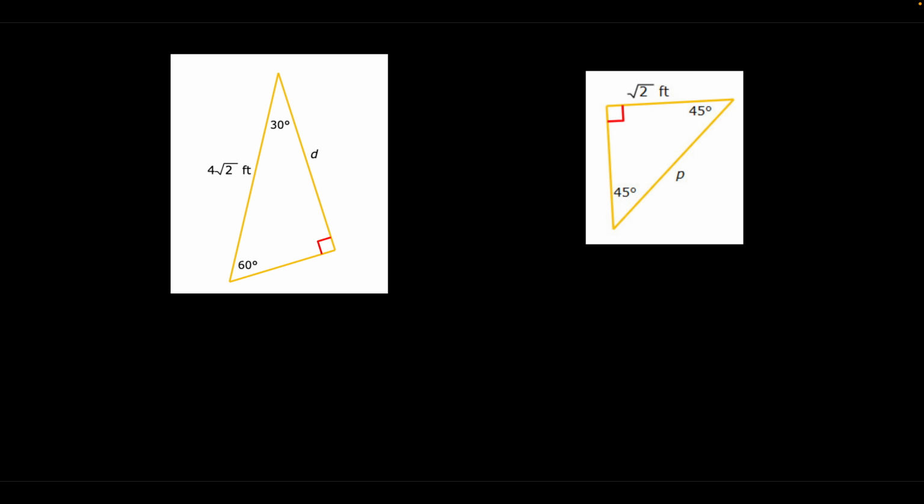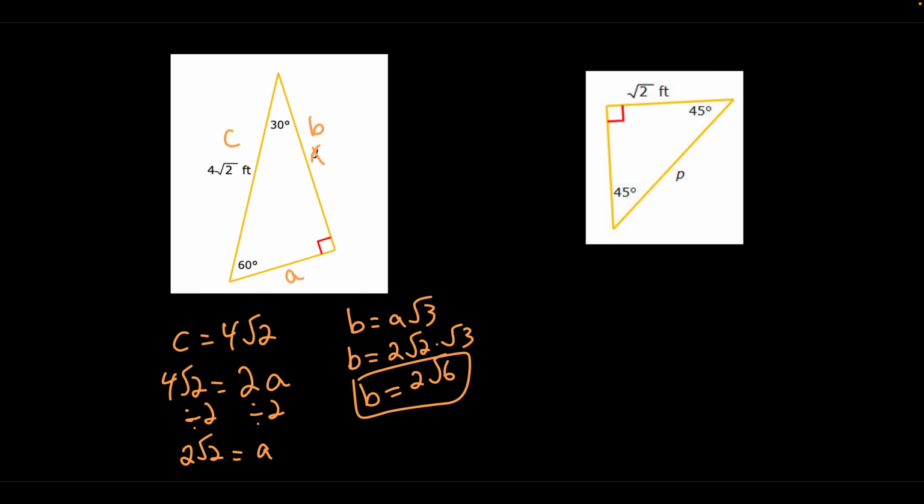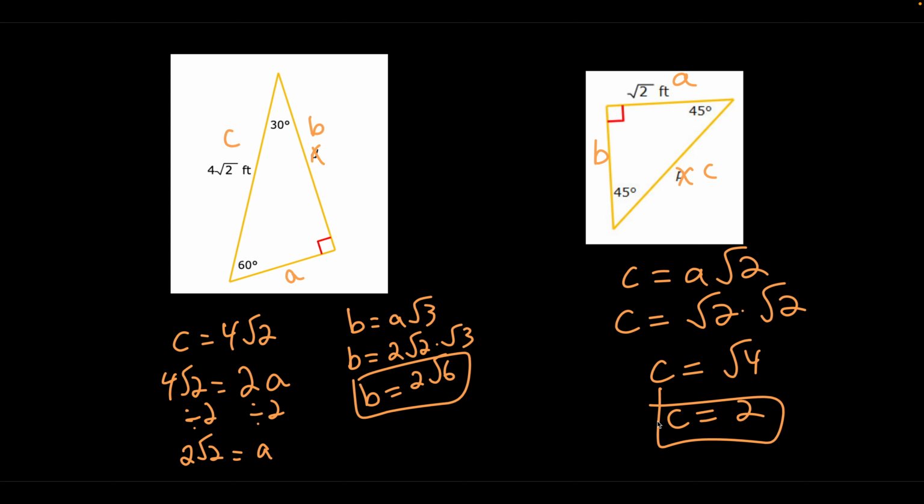Okay, now that you've had time to work these problems, let's check your solutions. Okay, for the first problem here is the work. Should have gotten B is equal to 2 square root of 6. And for the second problem here is the work. Should have gotten C equals 2.